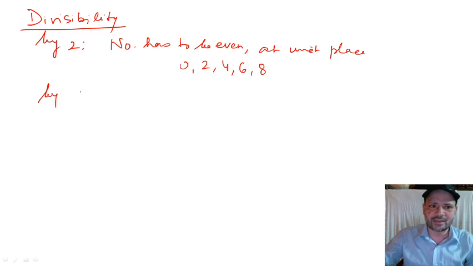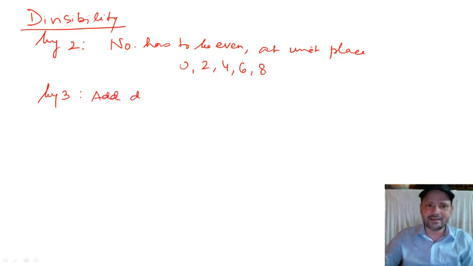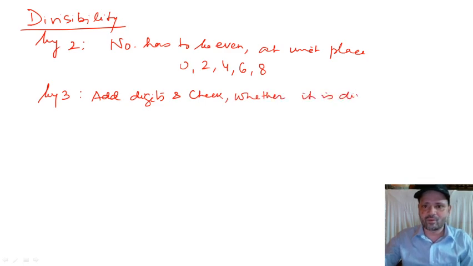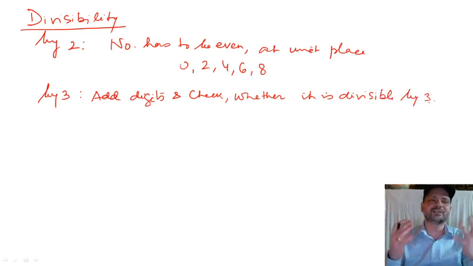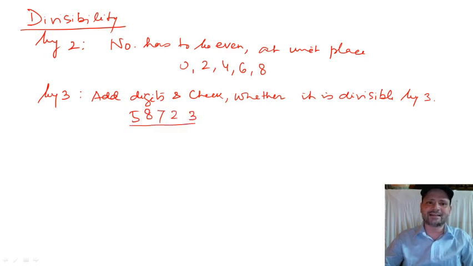Similarly, for a number to be divisible by 3, add the digits and then check whether the sum is divisible by 3. Suppose you have the digits 5, 8, 7, 2, 3. You add them, and you can remove 3. So 5 plus 8 is 13, plus 7 is 20, plus 2 is 22. It's not divisible by 3. But if you add 2 here, then it will be divisible by 3. That way you check whether it is divisible by 3 or not.